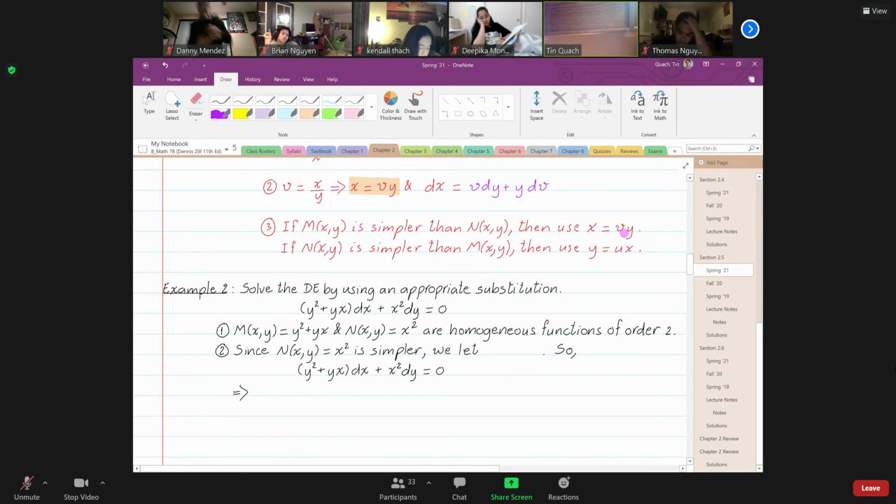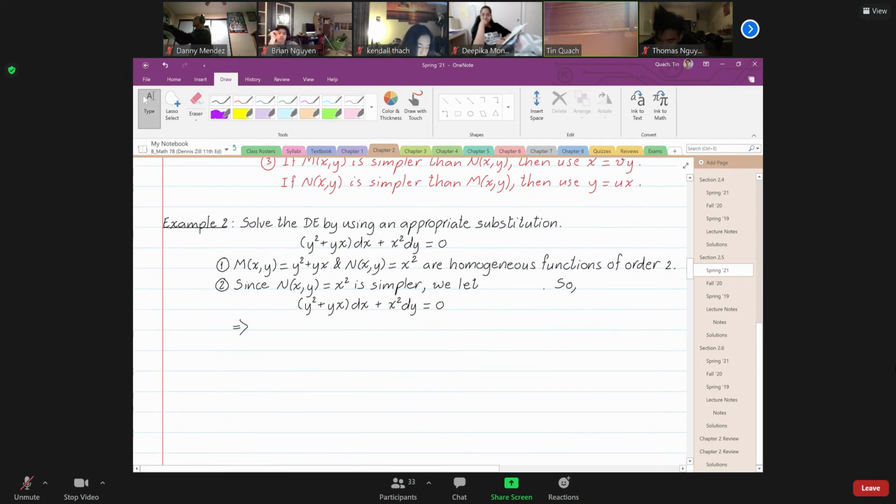So when you make the substitution, let's say if you use this substitution right here, then your goal is to find out what the v is. If you can get the v, then you will get your solution. So let me demonstrate that with this example right here. Solve the differential equation by using an appropriate substitution.